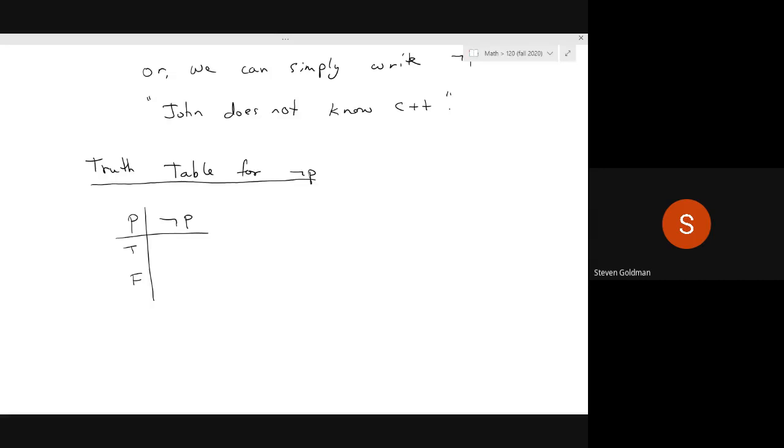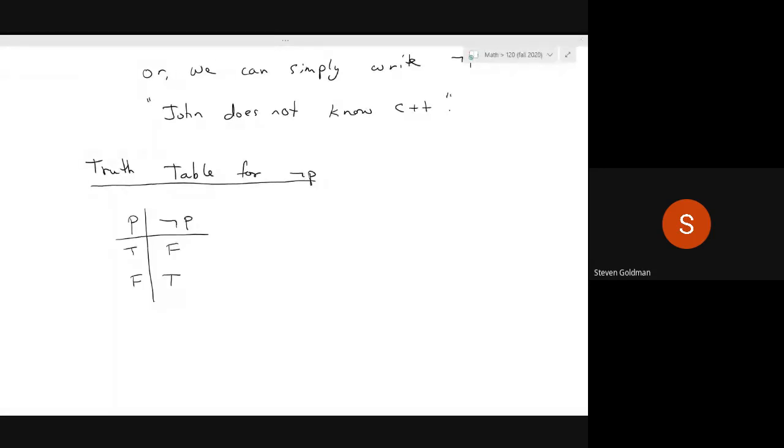We said before, not P will always have the opposite truth value of P. So if I go across here, when P is true, not P will be false. When P is false, not P will be true. So this table sort of just shows that to me. When P is true, not P is false. When P is false, not P is true. So it shows me every possible truth value.